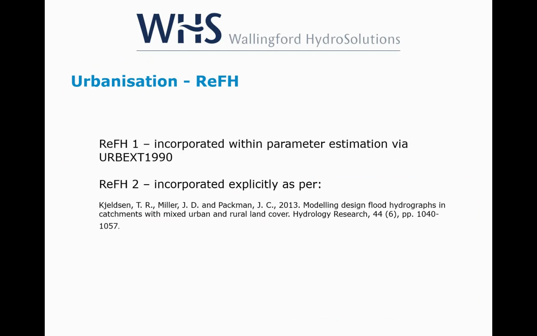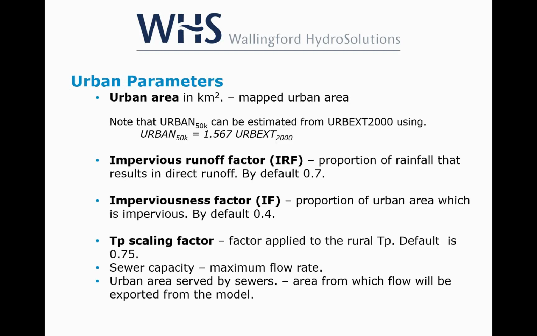So in ReFH1, urbanisation was incorporated via the parameter estimation. For example, the TP was reduced. In ReFH2, it's incorporated explicitly as per this 2013 paper. So what urban parameters do we need? Well, we've got our urban area in kilometres squared, which is the mapped urban area. By default, if no values are supplied, then the urban area is estimated based on the URBEXT2000 and the equation below.